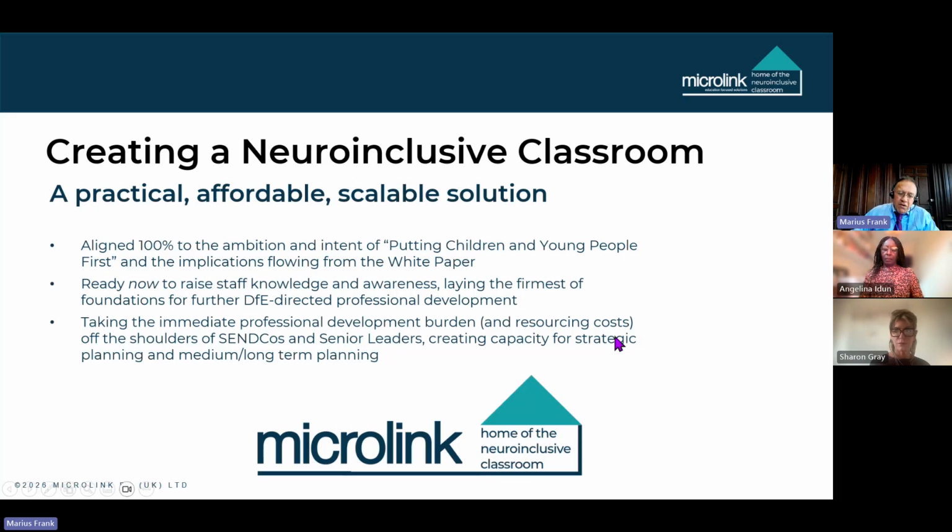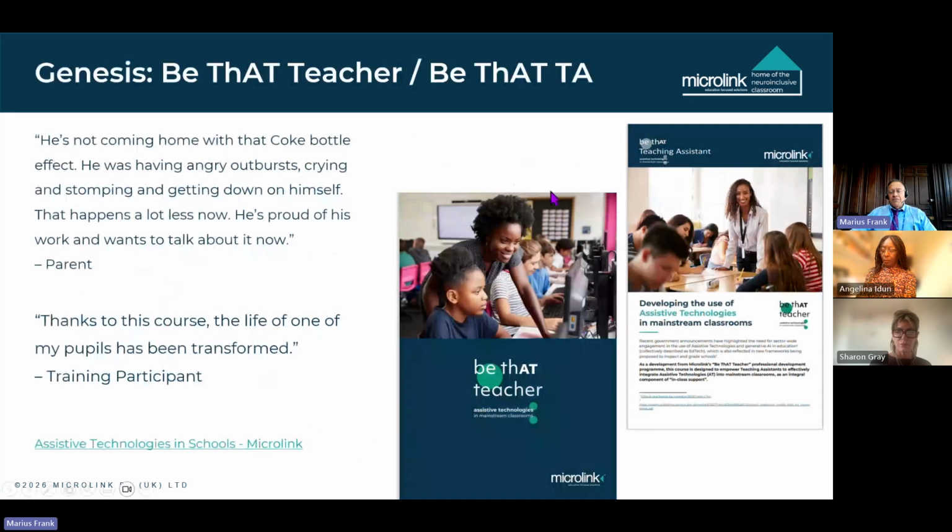We want to reduce the cost and the burden of supporting staff. And we are absolutely wedded to the principles of universal design. So if what we propose works for neurodivergent children and staff, we want everyone to feel the benefit of it. Those are the principles behind the neuro-inclusive classroom.